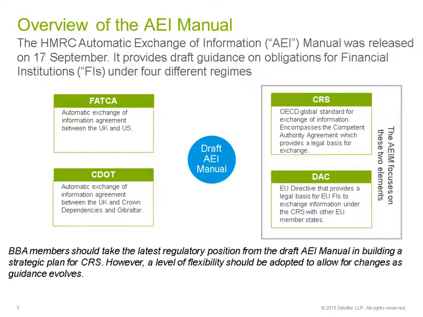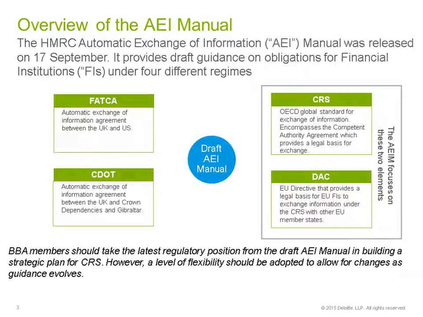So where are we today? HMRC have, after a long wait, finally released the automatic exchange of information guidance. That was released just at the end of last week and sets out the key requirements across all automatic exchange of information regulations. The key area that people were waiting on was the requirements around the Common Reporting Standard and the European Directive on Administrative Cooperation.